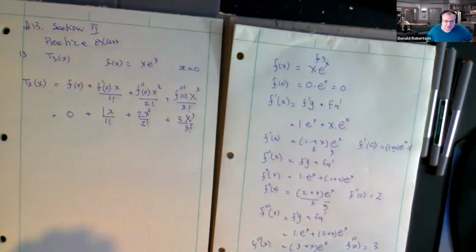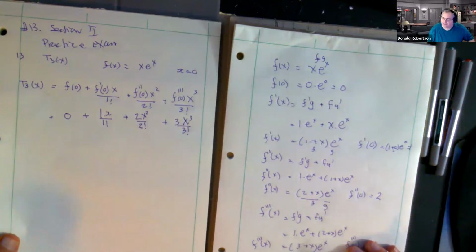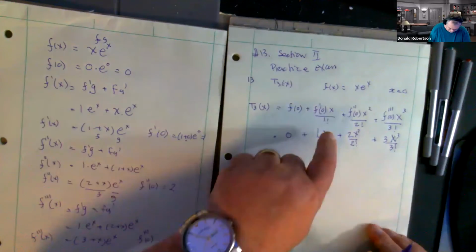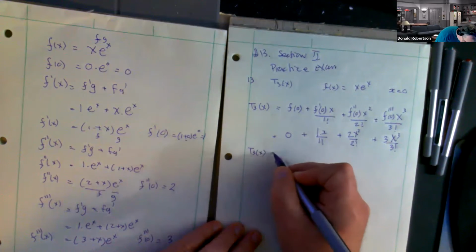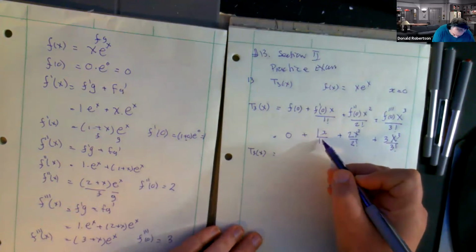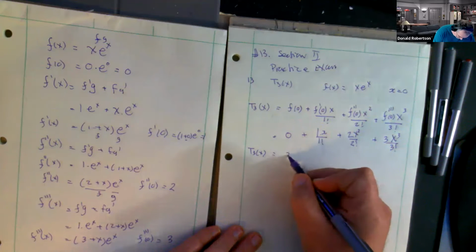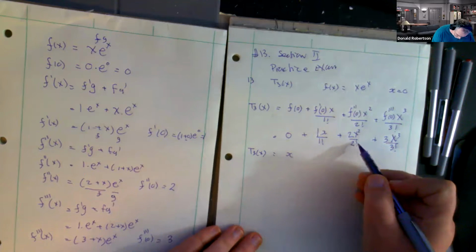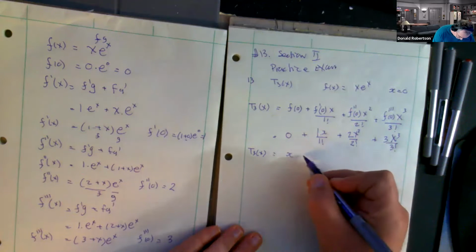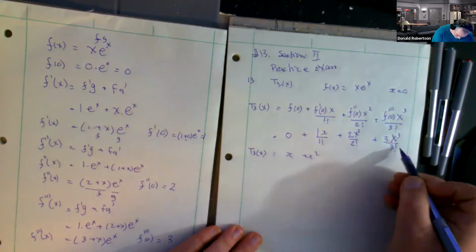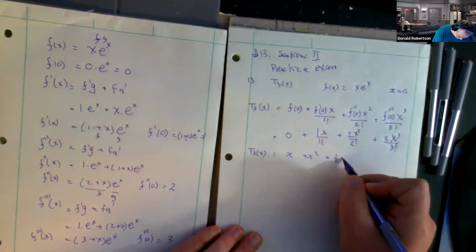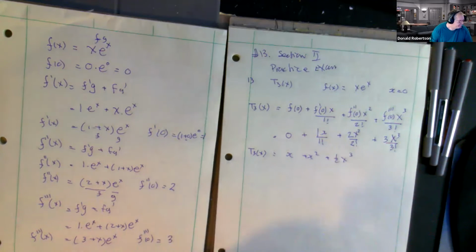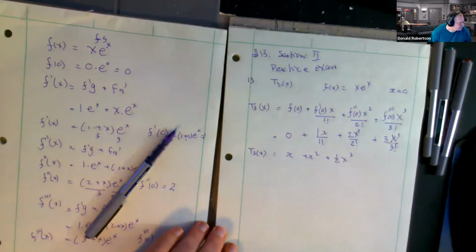So far, so good. First, second, third derivative evaluated at 0. Here, here, and here. All I'm going to do now is tidy it up. 1 factorial is 1, 1, 1, you just get x. 2 factorial is 2, 2 over 2 cancels, you just get x squared. 3 factorial is 6, 3 and 6 get you a half. So you get that. And that's 13a done.